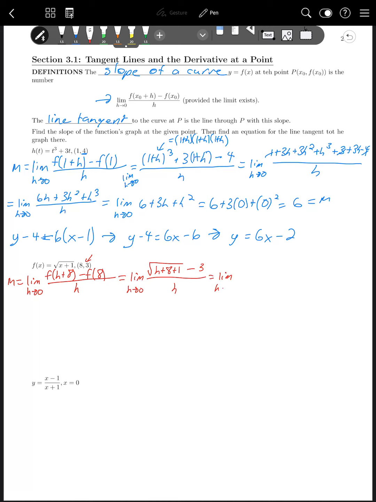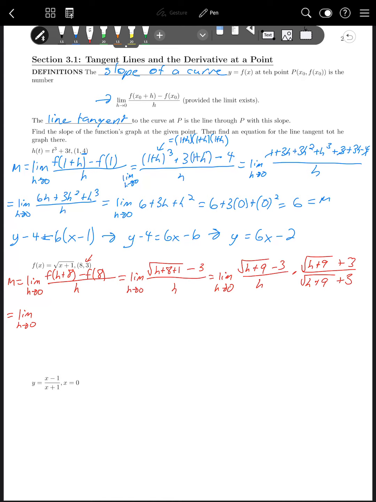So this is the limit as h approaches 0 of the square root of h plus 9 minus 3 over h. And now if you remember from chapter 2, the way we deal with this is we still can't just plug 0 in for h, because if we did that, this function would be undefined, and that doesn't tell us anything. So what we want to do is multiply by the conjugate. Okay, so multiply by the square root of h plus 9 plus 3 over the square root of h plus 9 plus 3.